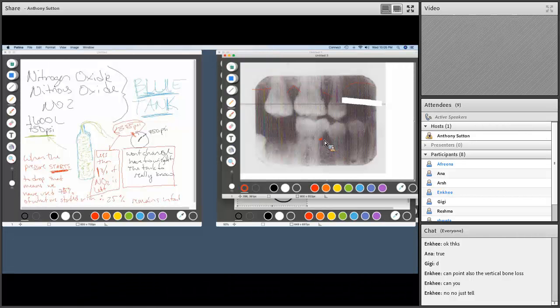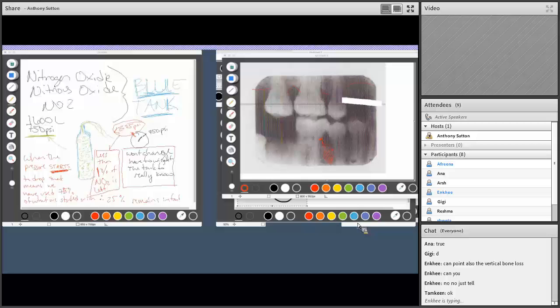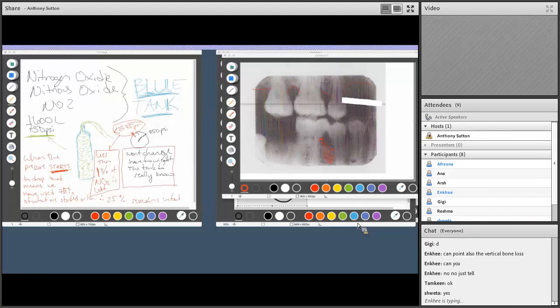But basically, if you have vertical bone loss, you have bone starting high on one tooth and ending low on another. So if the bone does this, that would be vertical bone loss, if it looked like this. Make sense?